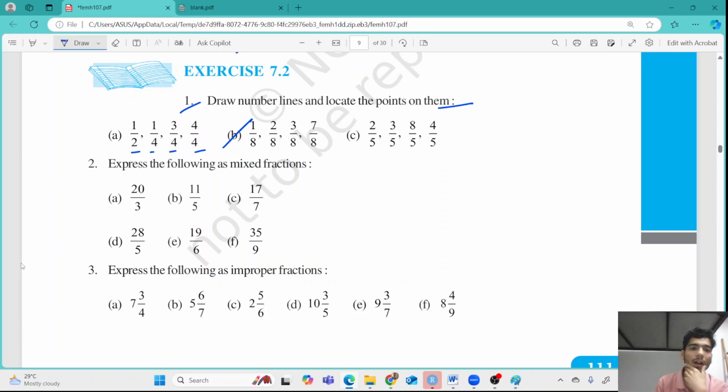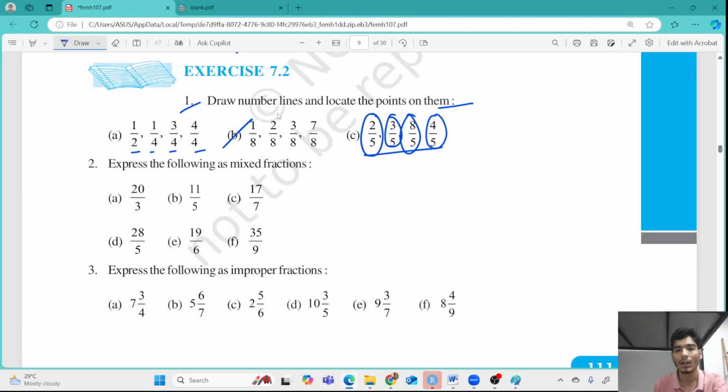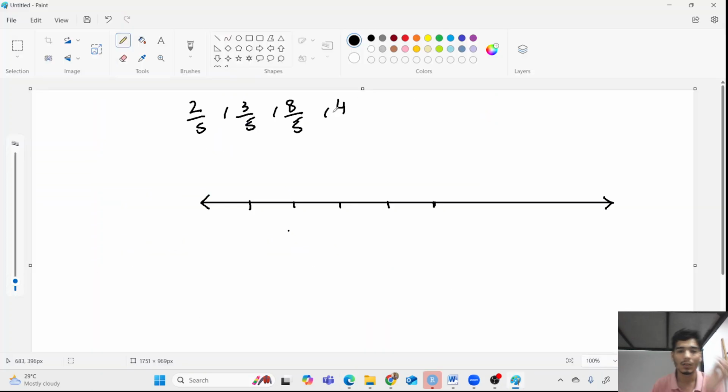ठीक है. अब ये वाला कंफ्यूजन क्यों हो सकता है? बिकॉज here we are having 2/5, 3/5 and 4/5. These are all proper fractions, but what we are going to do upon 8/5, तो वो हम यहाँ पे देखेंगे अभी, है ना. तो what it has asked us to make is 2/5, 3/5, 8/5 and 4/5. So like we have to divide 0 and 1 into 5 equal parts.